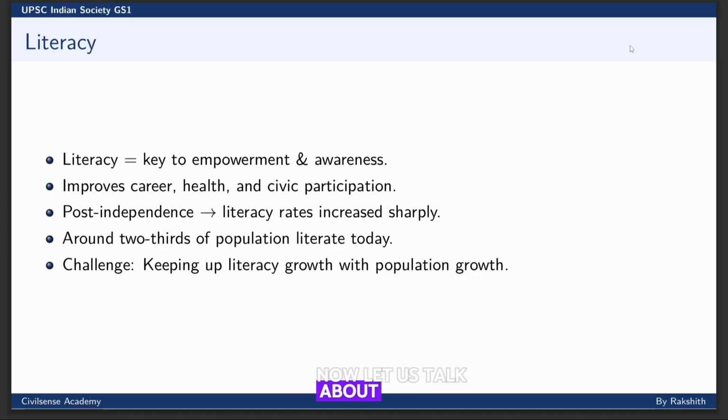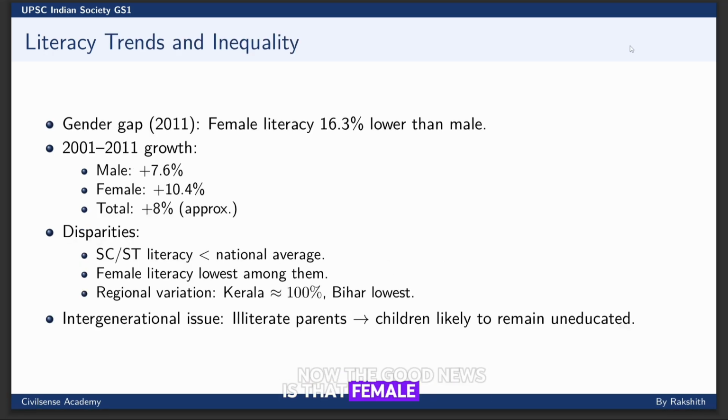Now let us talk about literacy, one of the strongest tools of empowerment. Literacy gives people awareness, confidence, and ability to participate in democracy. After independence, India made significant progress, and today nearly two-thirds of Indians are literate. But because our population keeps growing, maintaining and improving literacy requires continuous effort. Now, the good news is that female literacy is rising faster than male literacy, but the gap still remains huge, about 16%. Social groups like SC and STs lag behind, and states like Bihar still trail far behind Kerala.